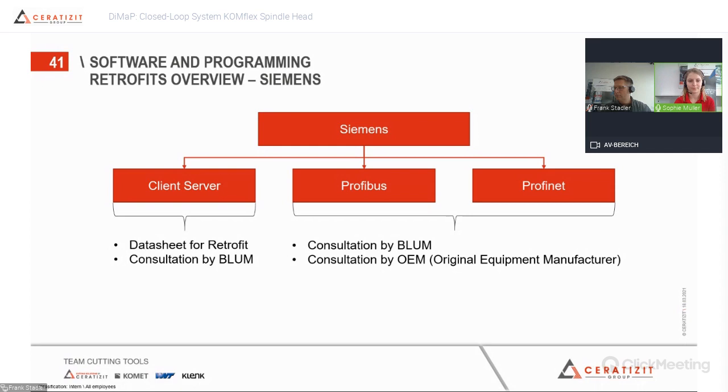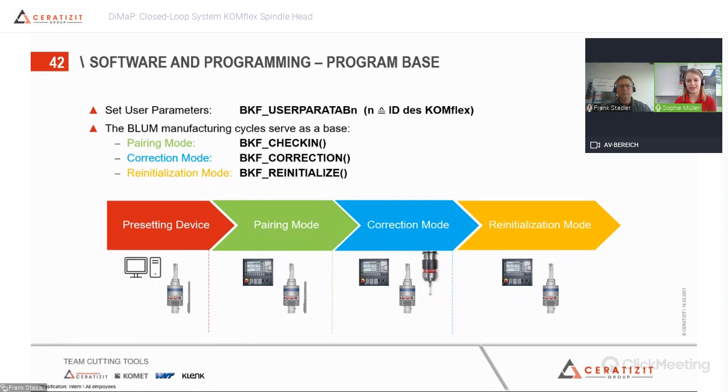But now I would like to go into more detail with my favorite topic, the functions and the programming itself. How is the interaction with the machine, what needs to be done by the machine operator, and what needs to be programmed to get the perfect running system? The purchase of the KOMflex includes the basic cycles with which the KOMflex can be operated. In the following, I will explain what these cycles exactly contain.